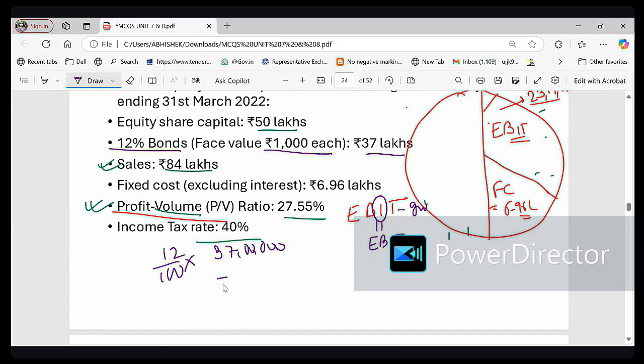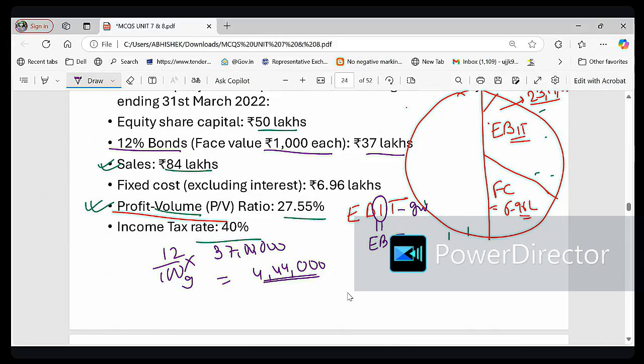How much you are getting? Please let me know. Just waiting for your response. 12% of 37 lakh, what will that value be? So it will be 4 lakh 44,000. Right. That is our interest.